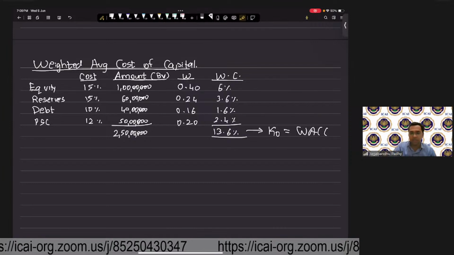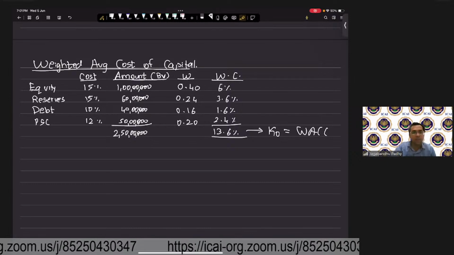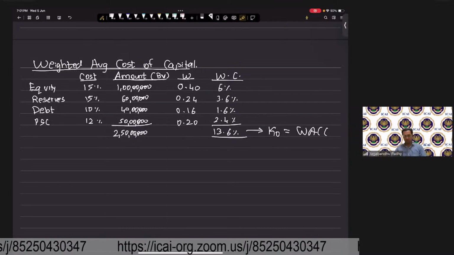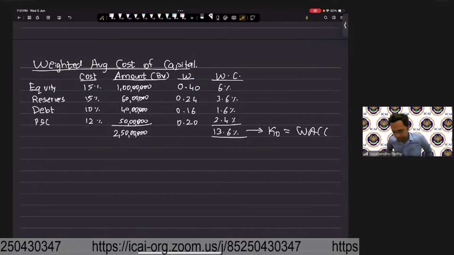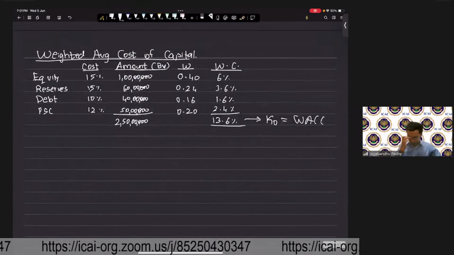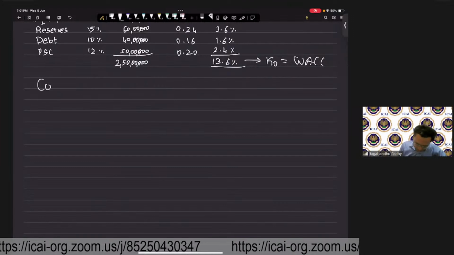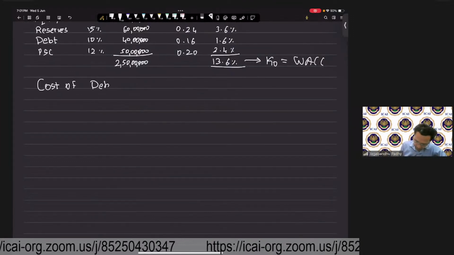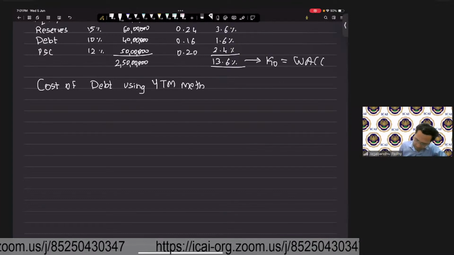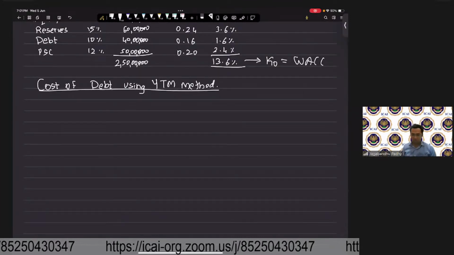Now, as we have discussed, we are going to discuss the cost of debt using the YTM method, or yield to maturity method. Let's have a look at it. Cost of debt using the YTM method.